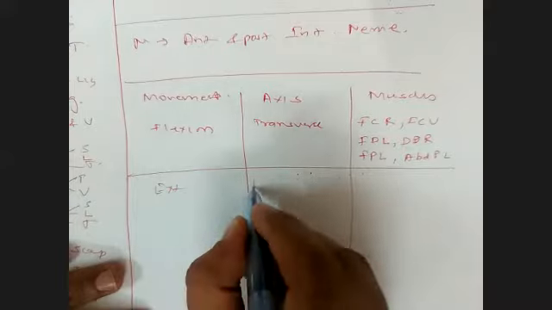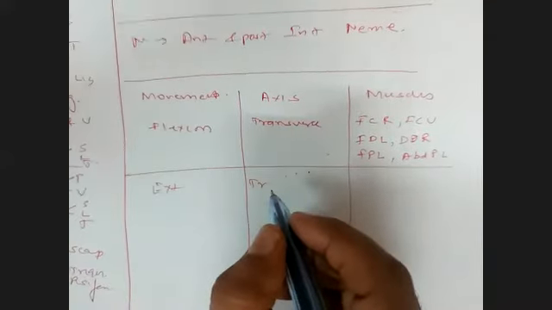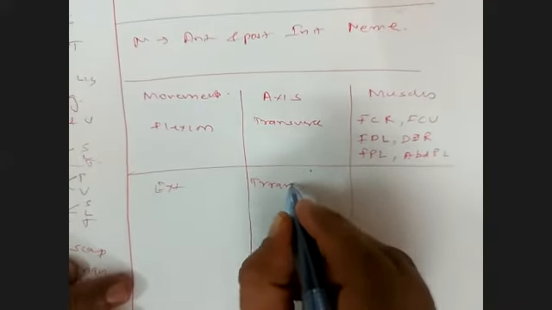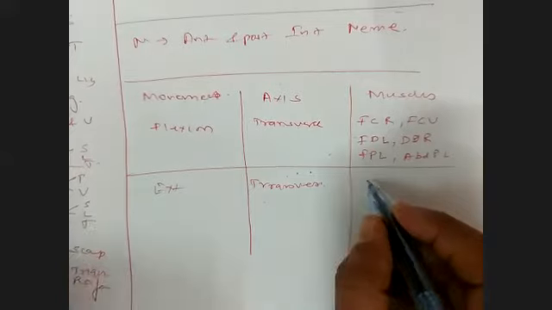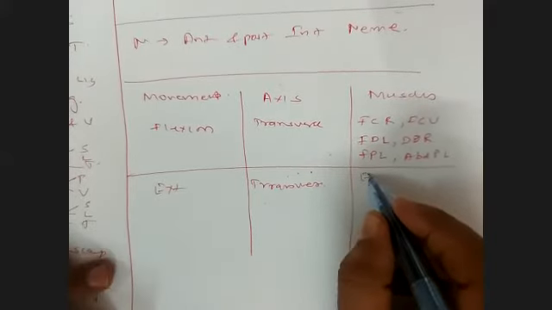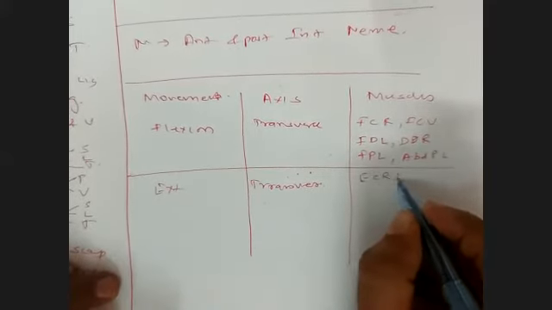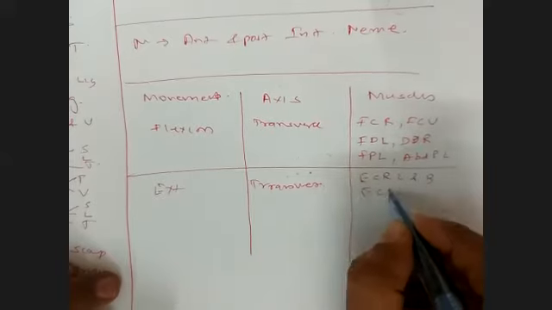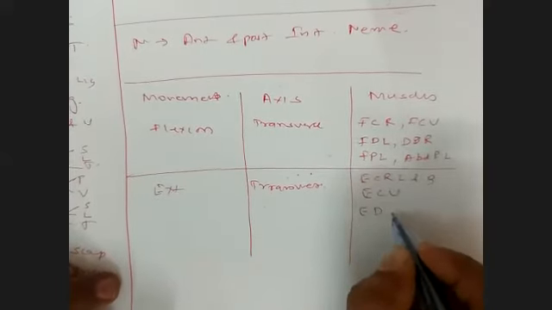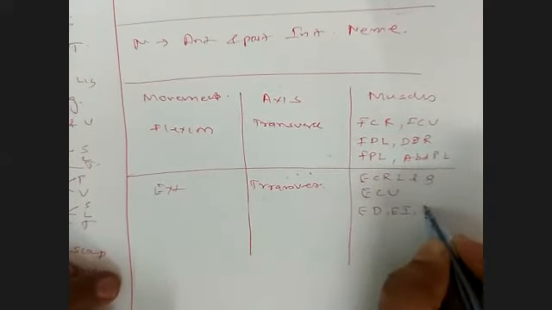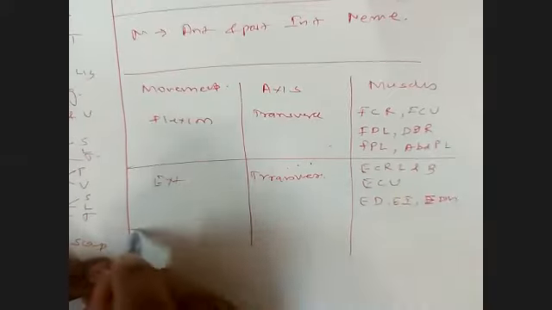Extension will also take place around the transverse axis, and extension will be caused by extensor carpi radialis longus and brevis, extensor carpi ulnaris, extensor digitorum, extensor indicis, and extensor digiti minimi.